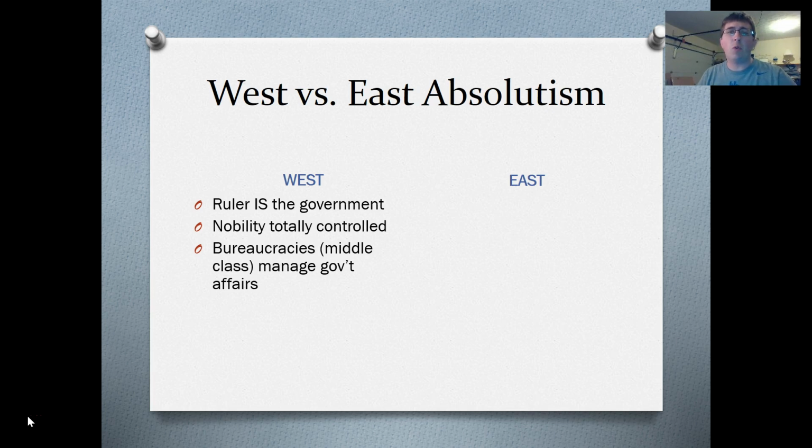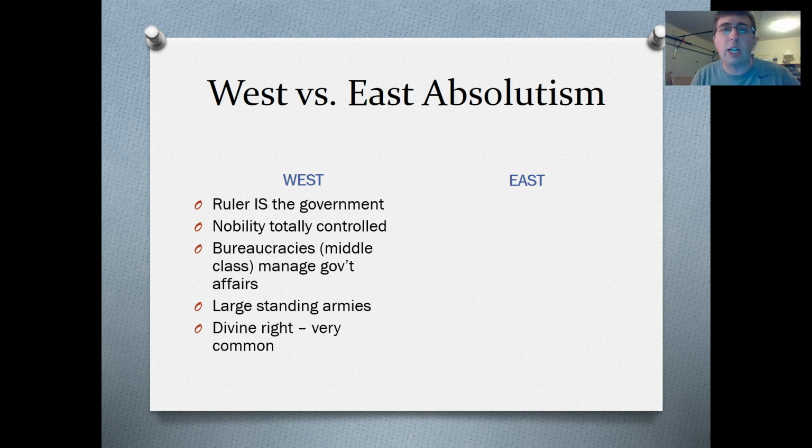The middle class has more influence because of their loyalty to the monarch through managing government affairs and the government bureaucracies or government jobs. And in the West, you have large standing armies. So you have armies willing to put down any sort of challenge to the king. And divine right is a very common idea, where God has given the ruler the right to rule, and if you rebel against the ruler, you are in essence rebelling against God. Do not pass go. Problems coming your way.